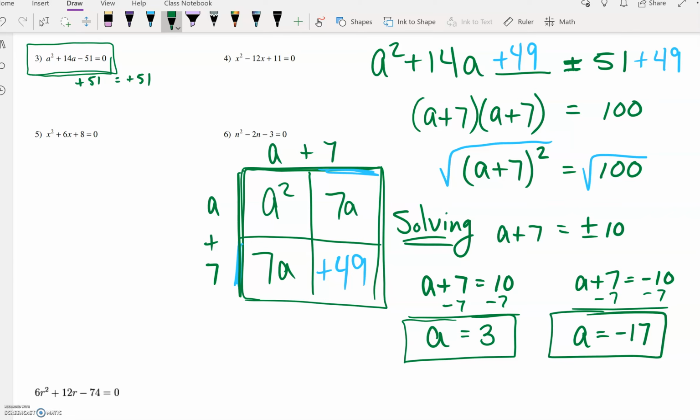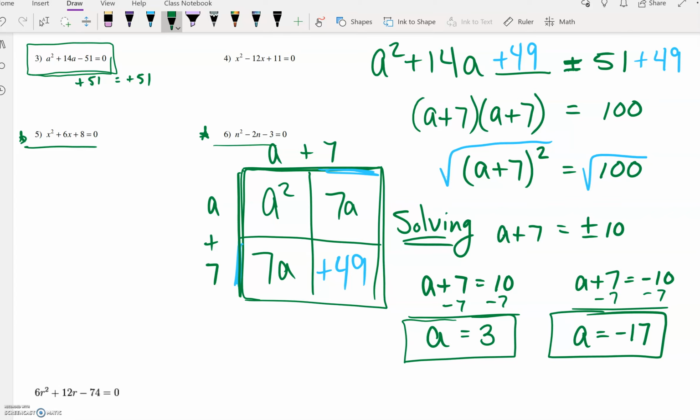All right, I'm going to stop this video here. I'd like you guys to try some on your own. Maybe you try a couple of these. Go ahead and try 5 and maybe 6 here, right? Remember to move this to the other side of the equal sign first as you're getting ready to solve.